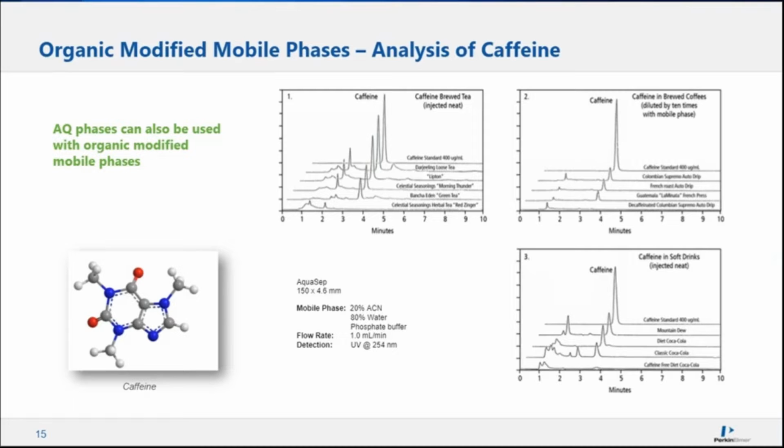The ether-linked stationary phase, however, can perform very similar separations to the heavily end-capped C18 phase and can be used with organic modifiers. In this case, we are looking at the separation of caffeine in several brewed beverages, including tea, coffee, and soft drinks. And in this case, we're using mobile phases that contain 20% acetonitrile.